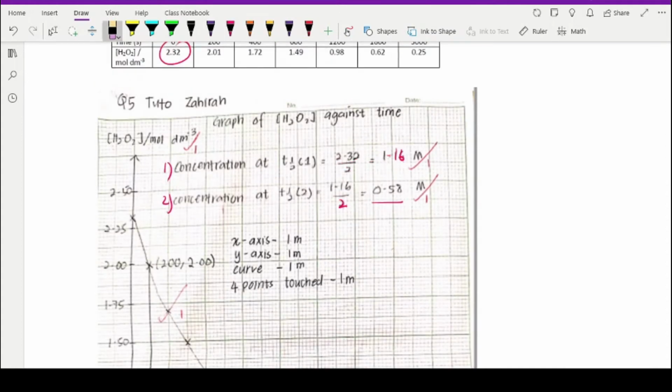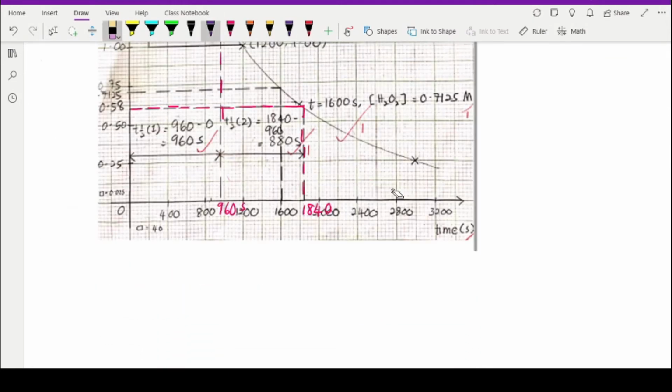So how are we going to prove that this is a first order reaction? You need to find the half-life. Our first half-life is at this point, right? 960. So at this scale, this is our first half-life. So that would be 960 minus, what is the time at here?